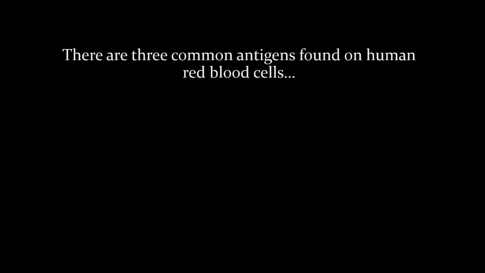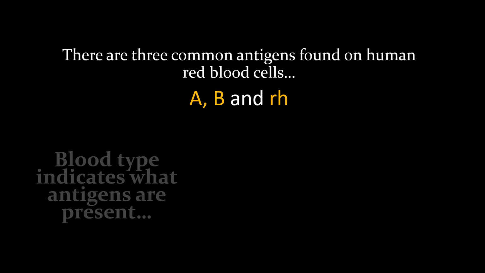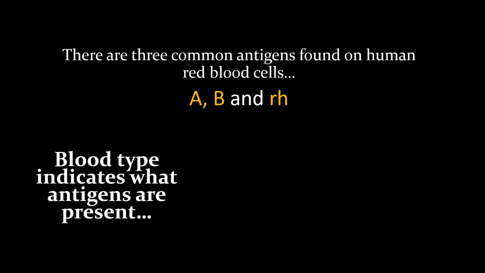There are 3 common antigens found on human red blood cells. What are they? A, B, and Rh. What do A, B, and Rh have to do with blood type? Blood type is telling you what antigens are present on those blood cells.